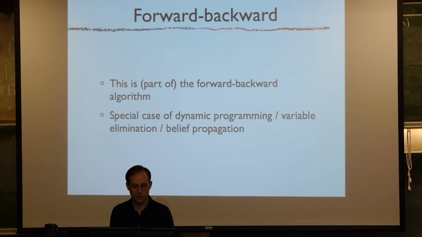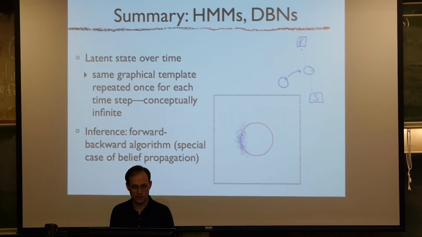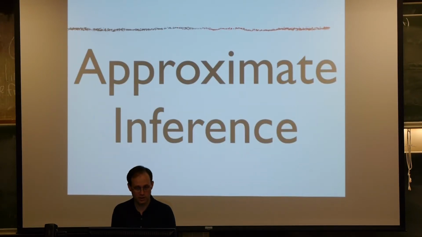And so I said that. The summary is basically what I said already. Just a really useful special case of Bayes networks. So any questions about those hidden Markov models or dynamic Bayes nets? All right, cool. So that was the very fast version of hidden Markov models.